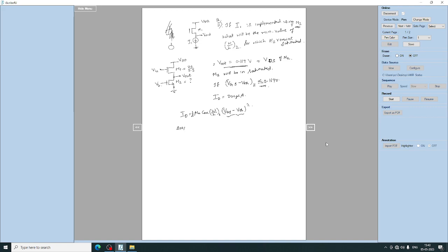ID is anyhow 200 micro, equal to 1 by 2 into mu n COX, which is 50 microamps per volt square. W by L of the second transistor is what we have to calculate. This VGS minus VTH is nothing but, at minimum, 0.119, which is equal to the output voltage. So this will be 0.119 whole square. Okay, so on solving this, what do we get? W by L of the second transistor.